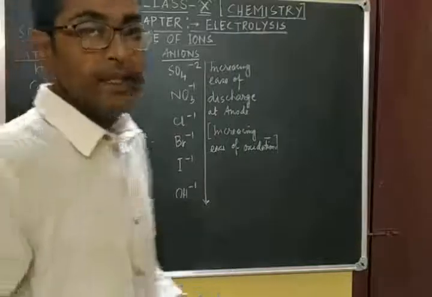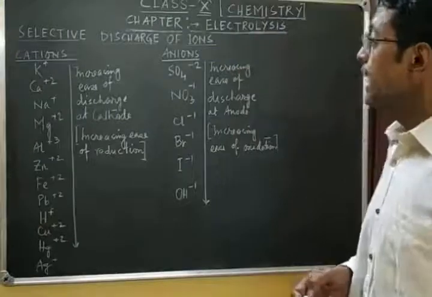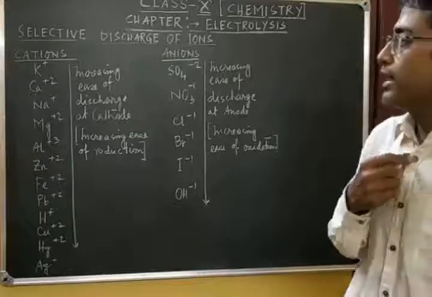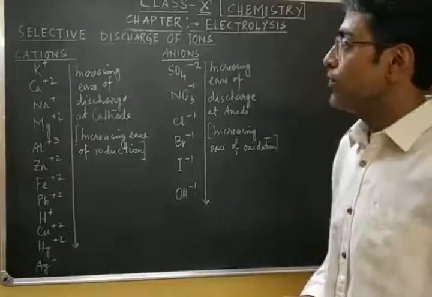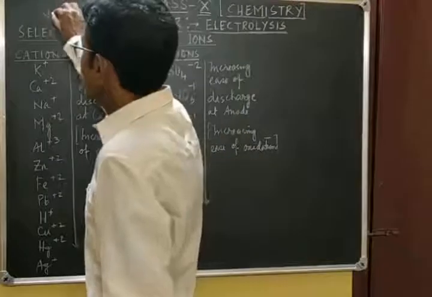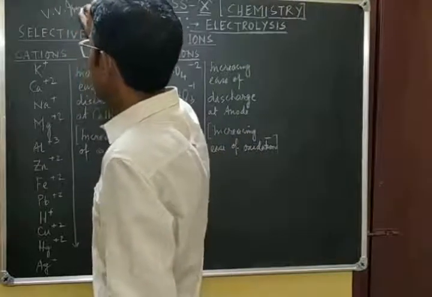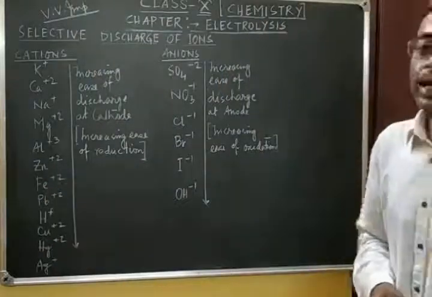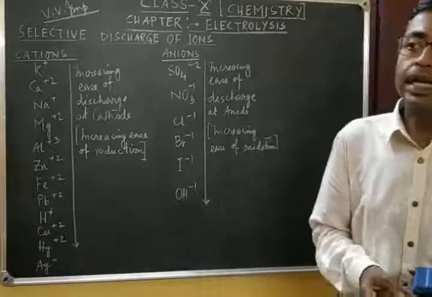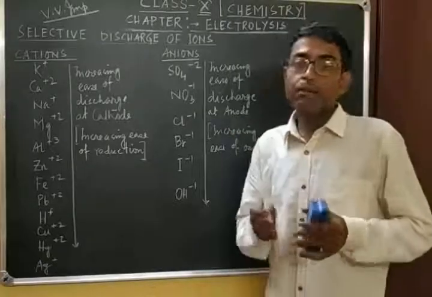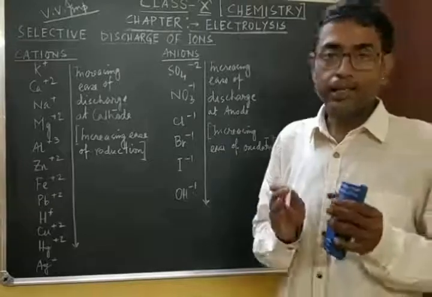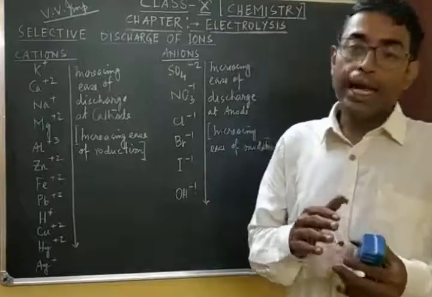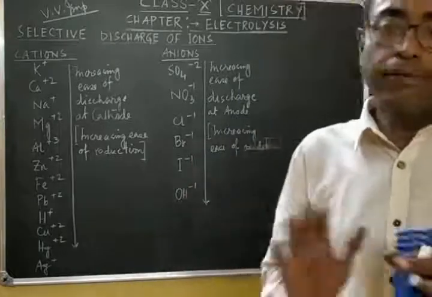Now we are starting a very important topic that is called selective discharge of ions, or in some other books it might be written as preferential discharge of ions. Remember, this is very important in view of your ICSE exam. Selective discharge of ions means, up to now what we have learned is that in an electrolyte, if a positive ion and a negative ion are there, the cation always goes to the cathode and the anion always goes to the anode. This is a simple thing.